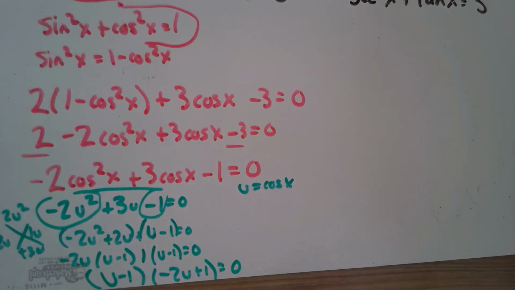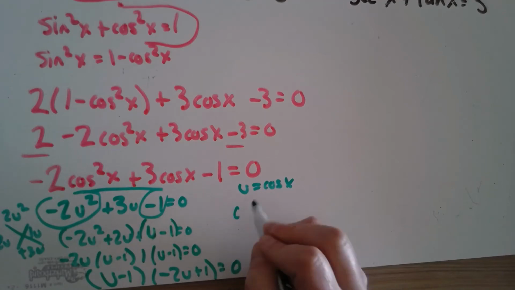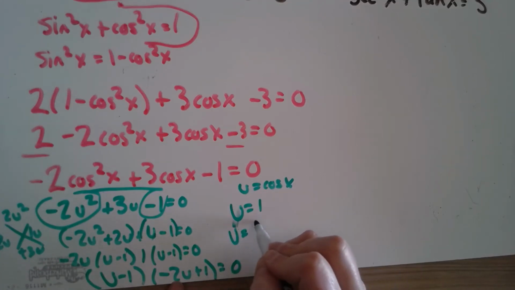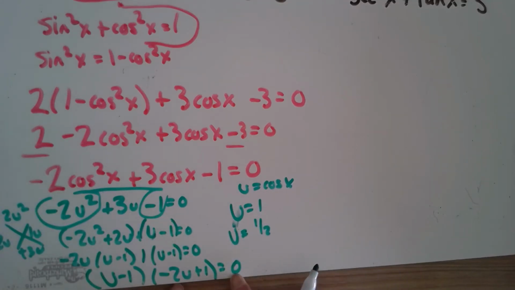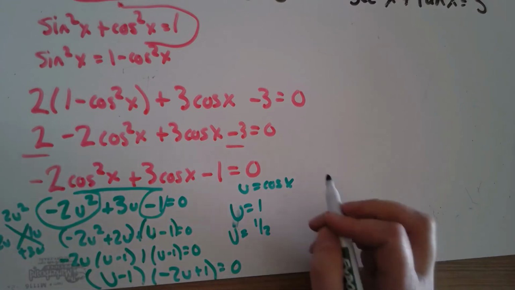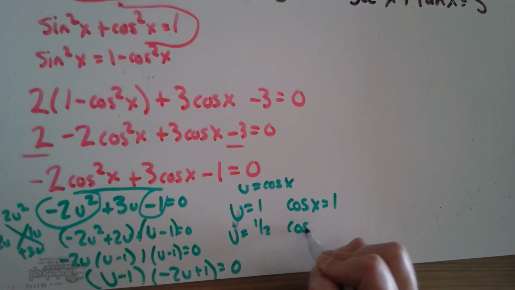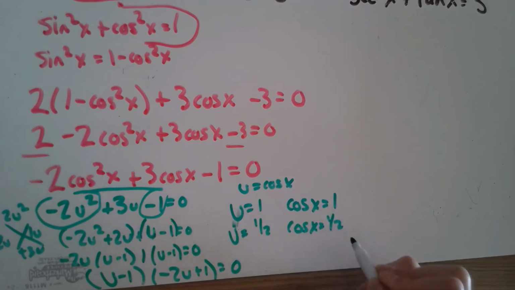Okay? So I'd get cosine, or u would equal 1 if I set that equal to 0 and solve. u would equal 1. Okay? If I set this one equal to 0, I would get u equals 1/2. I would subtract the 1, divide by negative 2. So I have cosine x equals 1, cosine x equals 1/2.